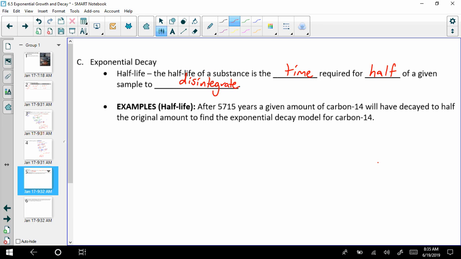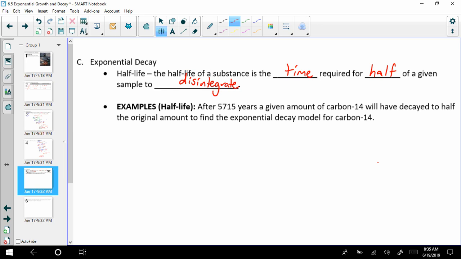So for example, if I had an object that had a half-life of 50 years, that means after 50 years have passed, I would have half of that substance left. After another 50 years, I would have half of that left, and so on. I could keep repeating it.